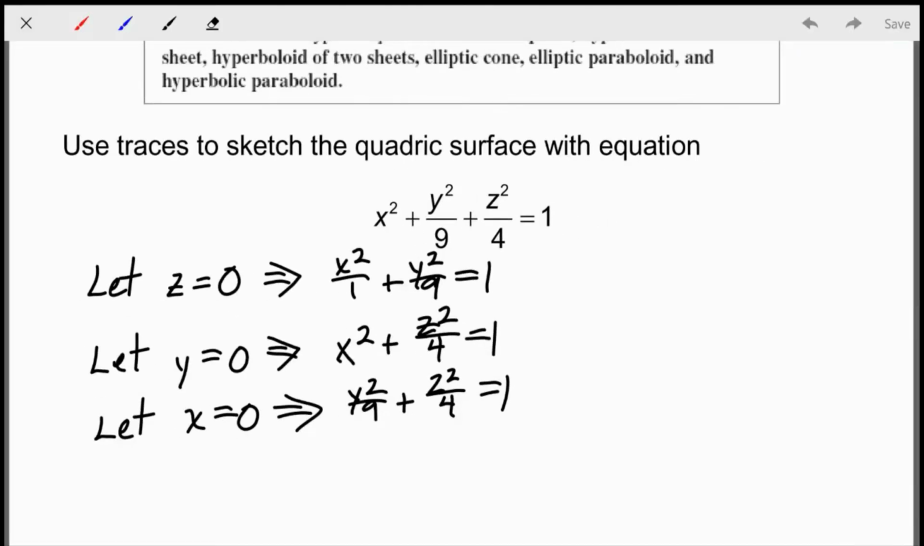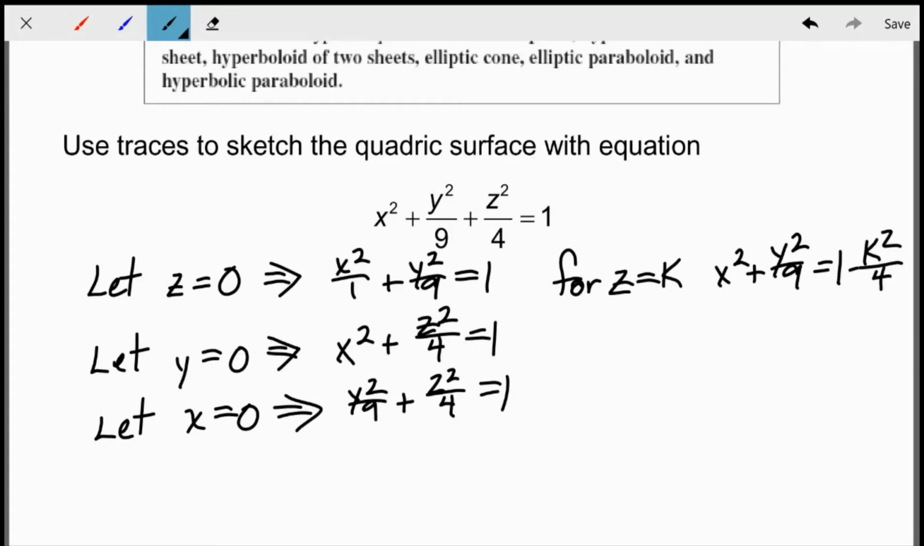Now, what you also do sometimes is you can create sort of general sketches. I can say, okay, so let's just say that z is equal to some constant value. If z is equal to some constant value, then in general, what we're going to see is x squared plus y squared over 9 is equal to 1 minus k squared over 4. And all I'm doing there is taking the equation that we had for the original ellipsoid, and I'm plugging k in for z, and then I'm solving into a standard form. Because remember, what's on the right side now would be a constant value.